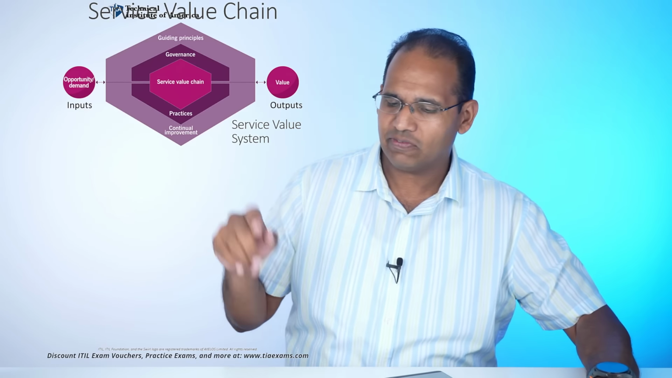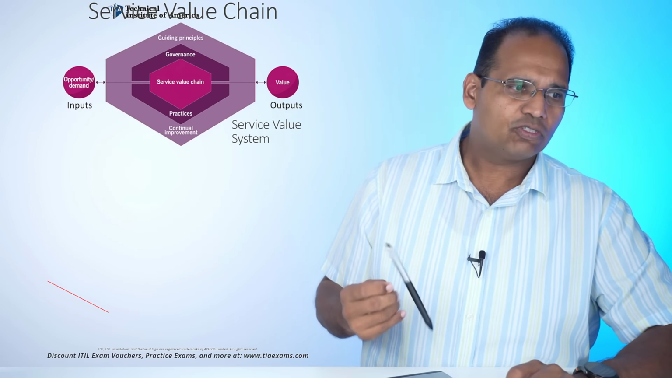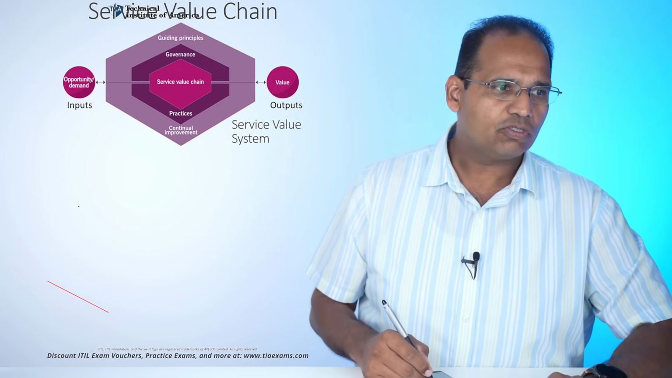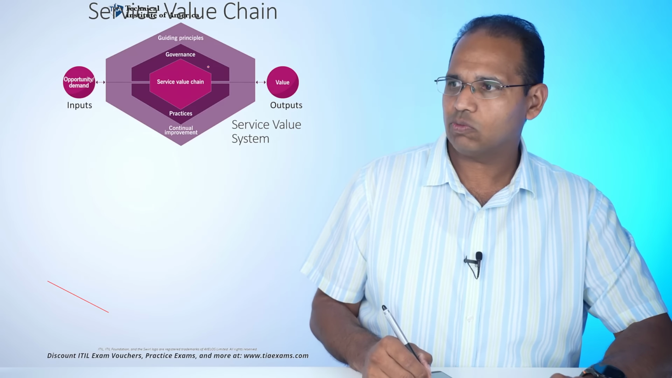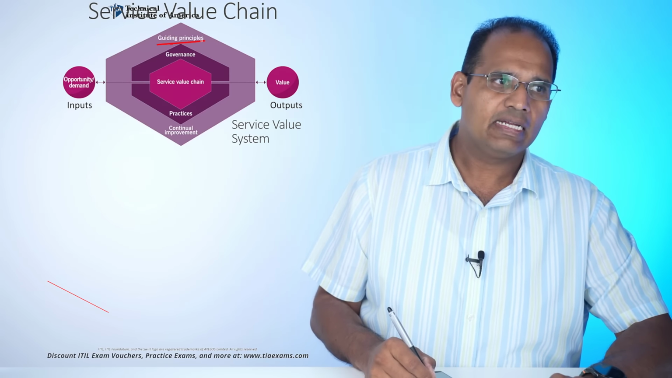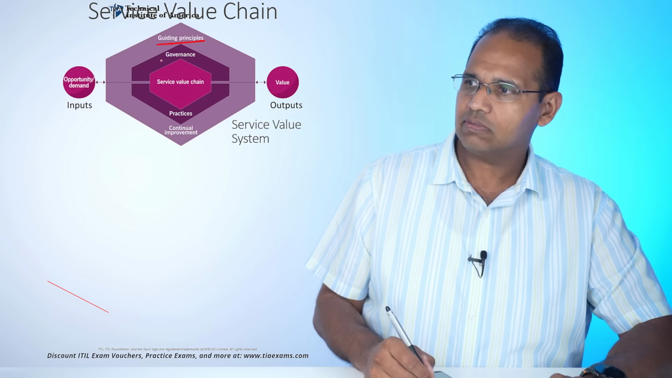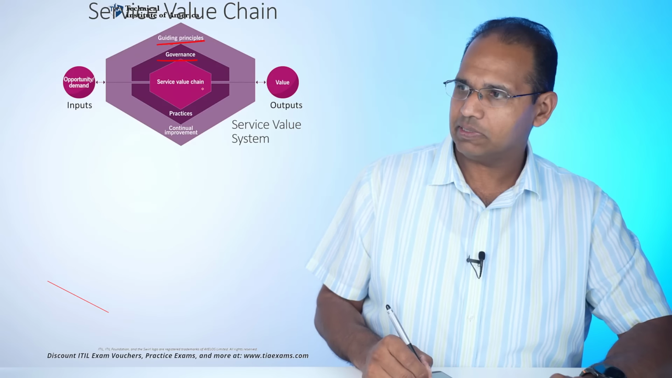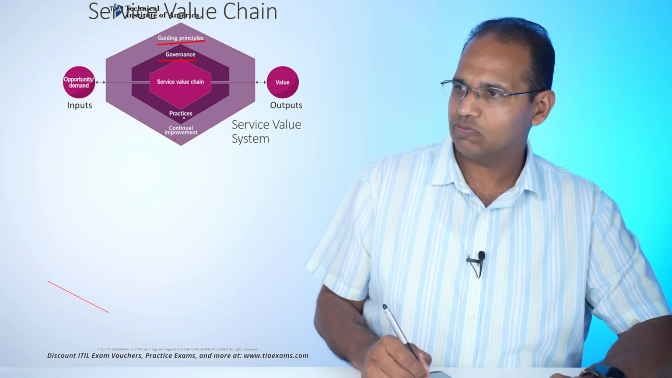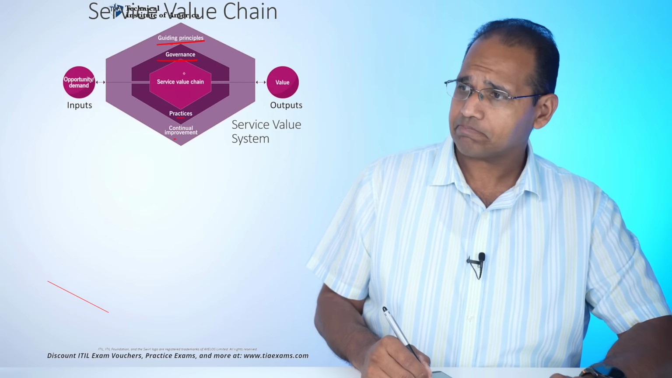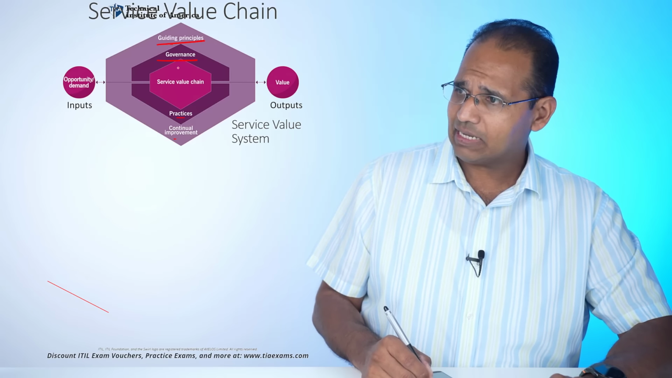So this here is a service value system, right? The service value system. This is what we've been covering, right? So we covered the guiding principles. We covered governance. We're going to talk about this here. Then we're going to do continual improvement. Practices will come at the end. You see this? This is not one thing.